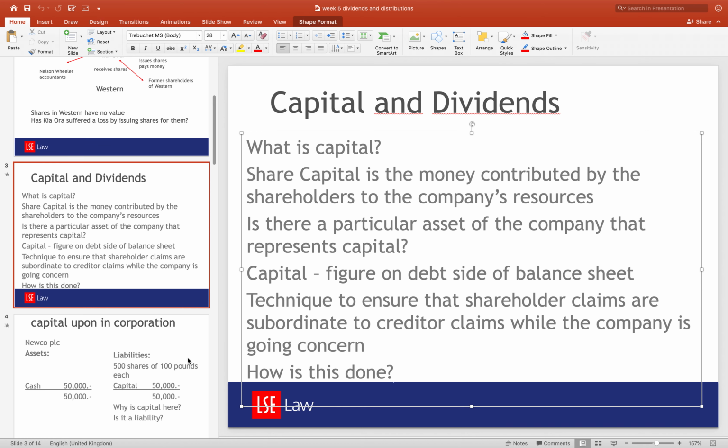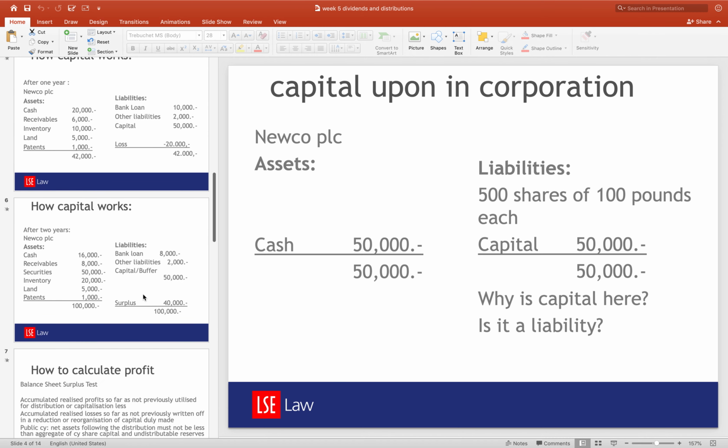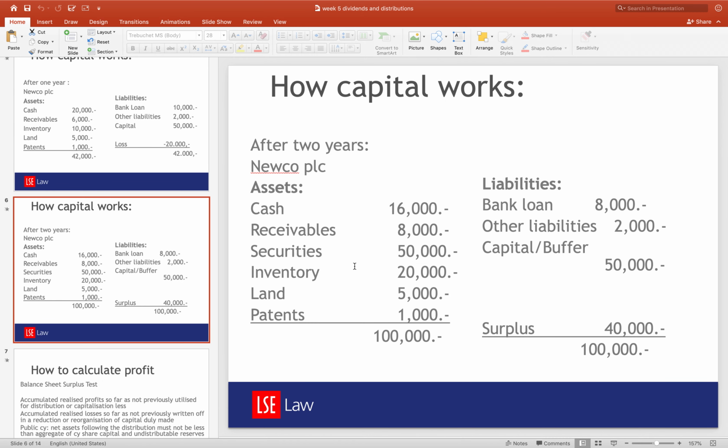And we looked at how this is done by looking at capital on incorporation. Let's look at year 2, where you can see the company has a healthy asset profile: some cash, some receivables, some securities, some inventory, some land, some patents. And we can put on the other side a bank loan, other liabilities, plus the capital. Now that was the money originally contributed by the shareholders. And we can see that this company has a surplus of 40,000.